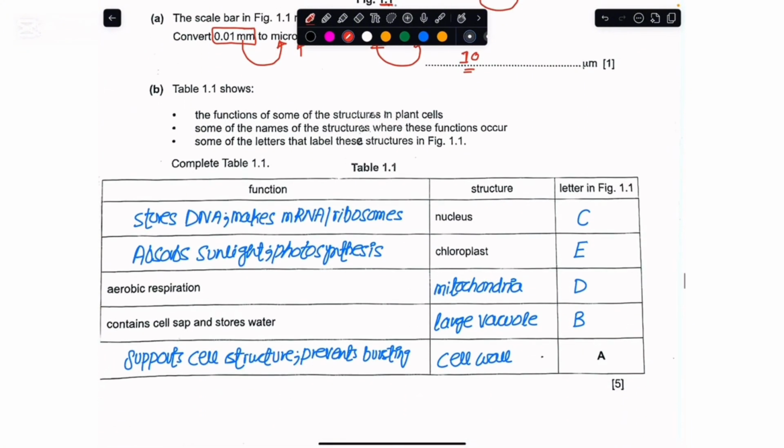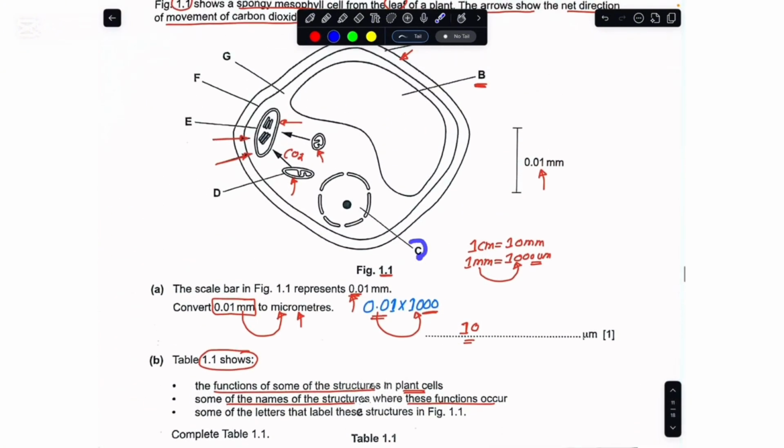Now I have explained everything that they are asking in the B, and they say that table 1.1 shows the function of some of the structures in the plant cell. And here you see they have given you the functions. And these are some of the names of the structures where these functions would occur. So here they have given you the name of the structures where these functions are actually being accomplished. And then in the last section of the table, they have given you the letter from figure 1.1.